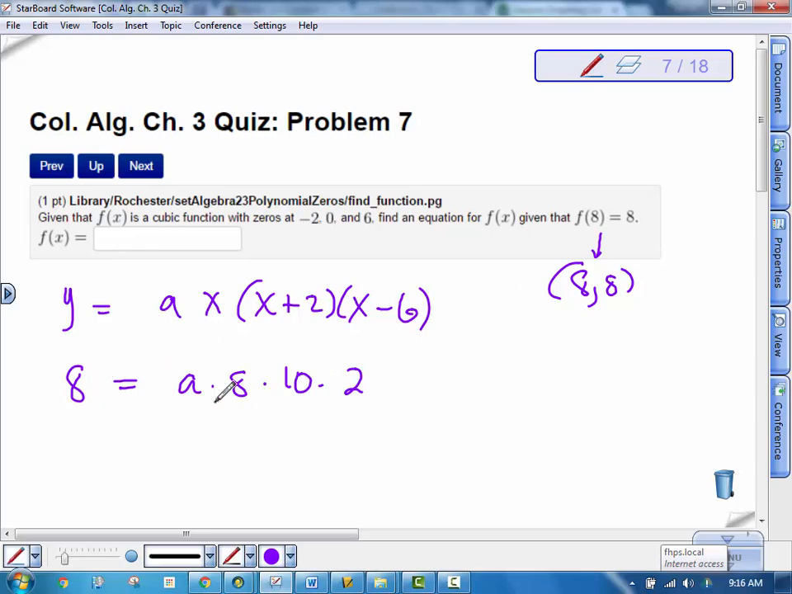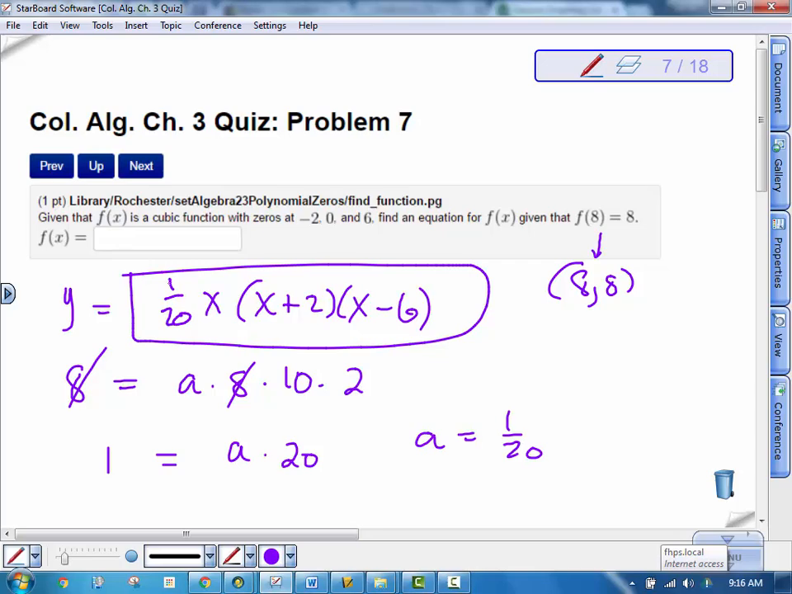Now I can simplify this, so I think the 8's cancel here. We get a times 20, so that means my a is 1 over 20, and that just goes in right here. So that's my answer that I'm looking for. There's my cubic that satisfies the conditions that they gave me.